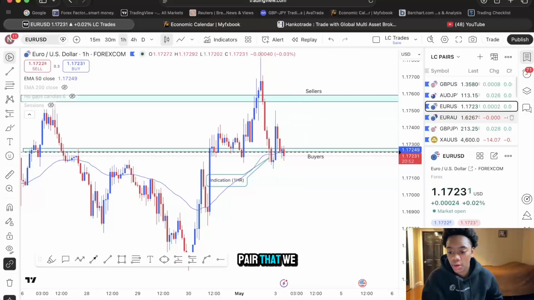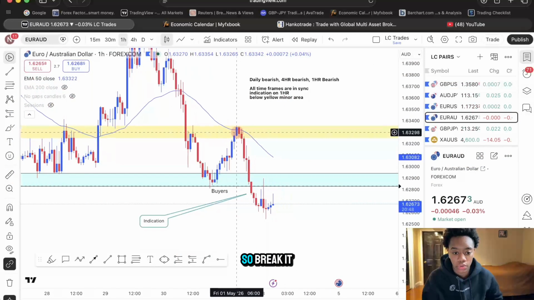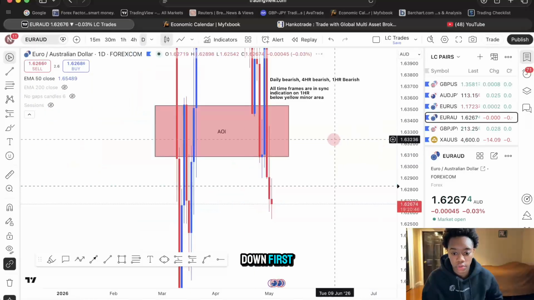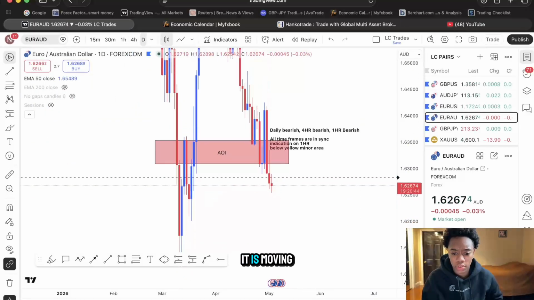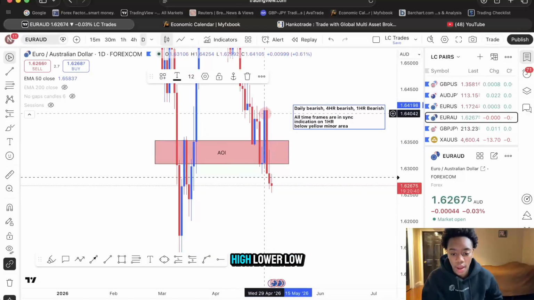So the next pair that we have is Euro AUD. Perfect. So break it down first. Oh, it is moving already. All right, the daily is bearish. Lower high, lower low right there.